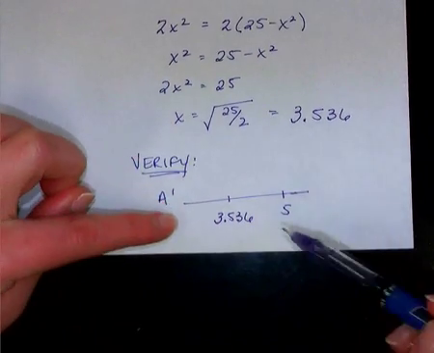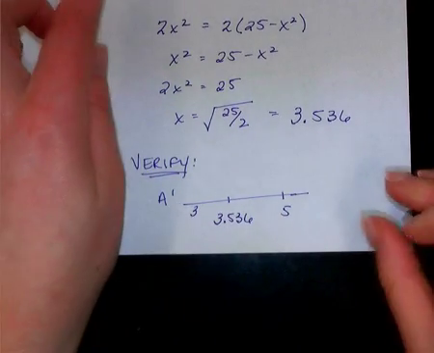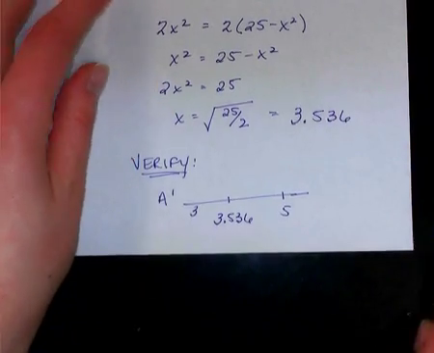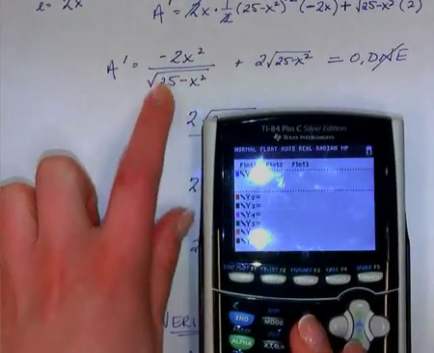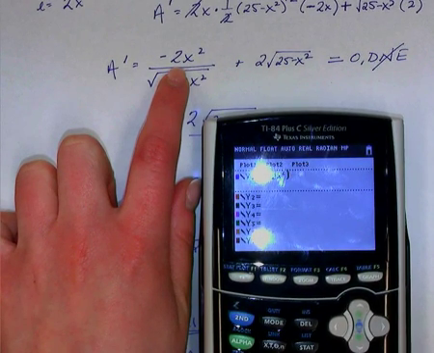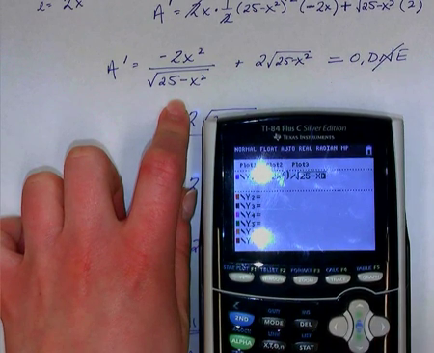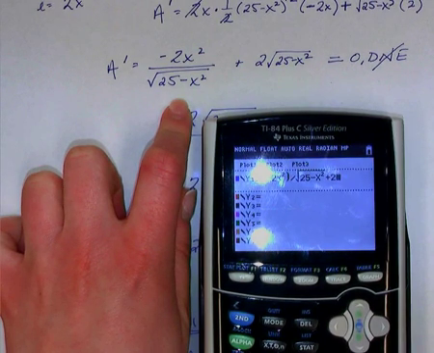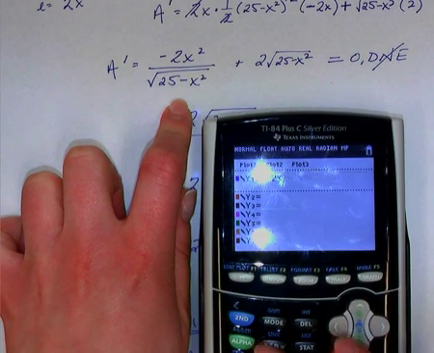So now I'm going to test a point. I'm going to test the number 3 in my first derivative. Now let's see if you remember how to use your VARS key. In Y1, I'm going to type in the first derivative, and this is where you have to be careful. So I'm going to do negative 2x squared divided by square root 25 minus x squared, plus 2 divided by 2 times the square root of 25 minus x squared.